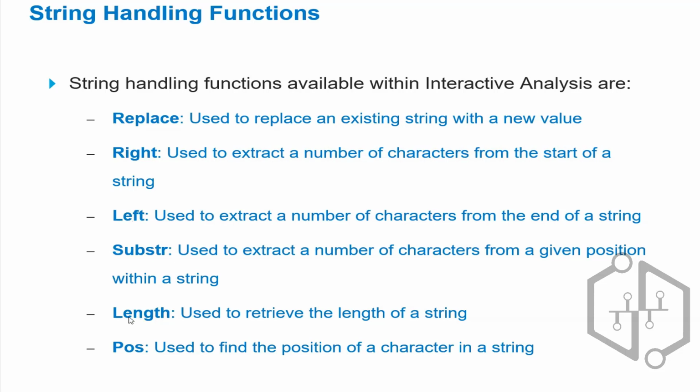Length is used to retrieve the length of a string. So how many characters Cloud Foundation has, if you want to know the length of that string, if we put it, it will show whether it is 12 or 13 or 14. Position is used to find the position of a character in a string. So in Cloud Foundation, what is the position of F? That can be found by using the position function. So these are several string handling functions available in Web Intelligence: replace, right, left, substring, length, position.